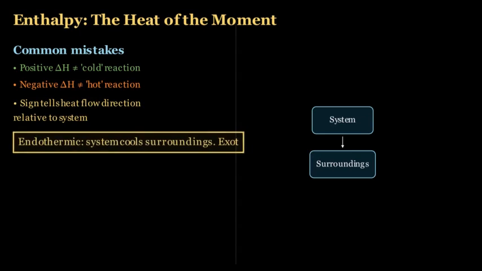A negative delta H means the system released heat, so the surroundings gain heat and feel warmer. A campfire is exothermic, it gives heat to the air around it. So the sign is about where the heat goes, not just the temperature you feel. The whole idea is, enthalpy change is the net heat flow at constant pressure, and its sign tells you whether the system is a heat sponge or a heat source.